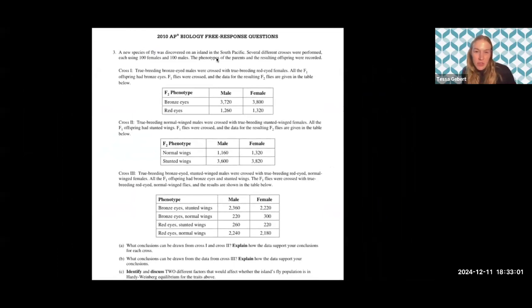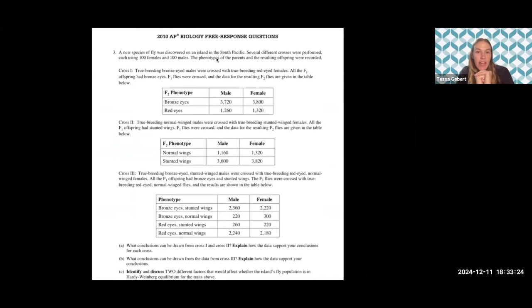Now let's go ahead and do an FRQ that implements these ideas, and we're actually able to figure some things out if these ratios don't match what we expect with Mendelian genetics. What can we actually say about these genes? And so let's look at this one. This is from 2010, number 3.